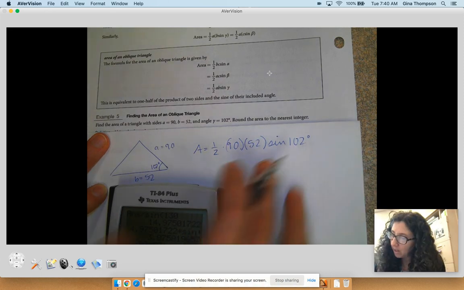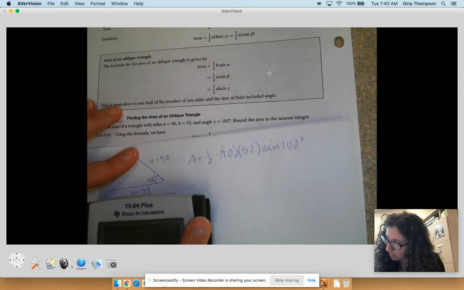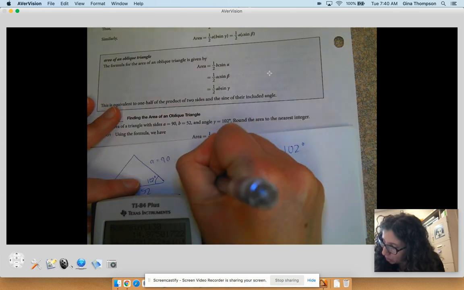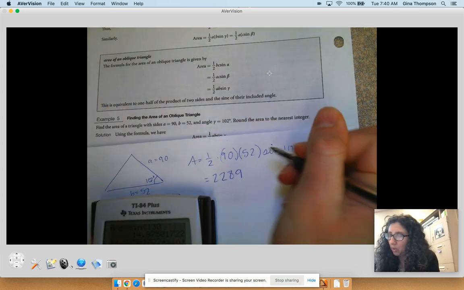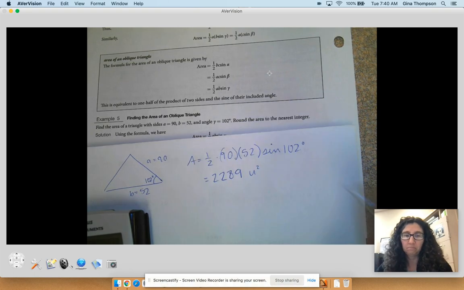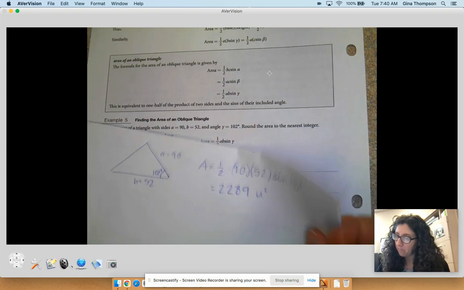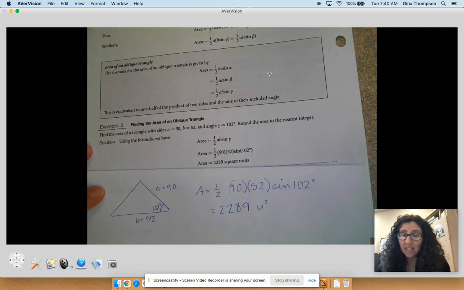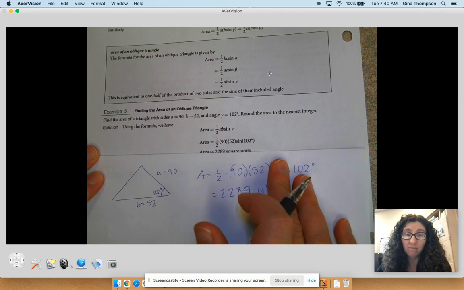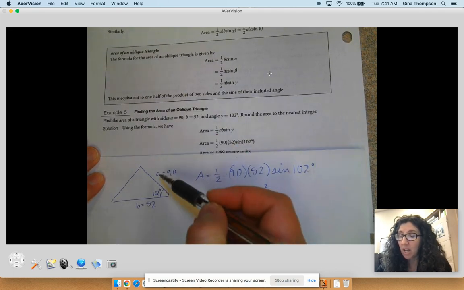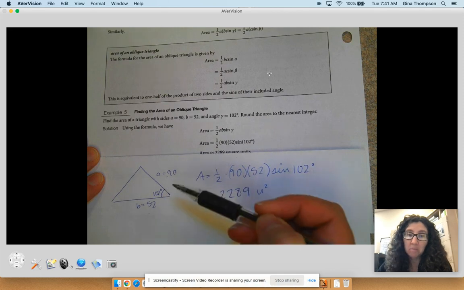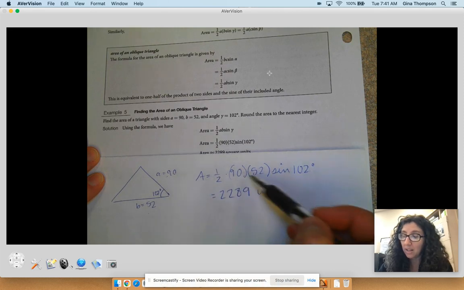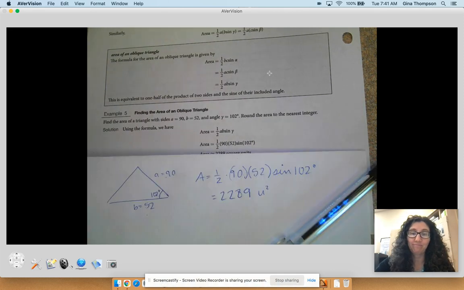That seems big. Is that right? Yeah, that's big. That's the right answer: 2,289 square units. Okay. That's it. So it's pretty straightforward. You can use this if you have a side, and an angle in between. Okay, it's just going to be the two sides times the sine of that angle times 1/2.